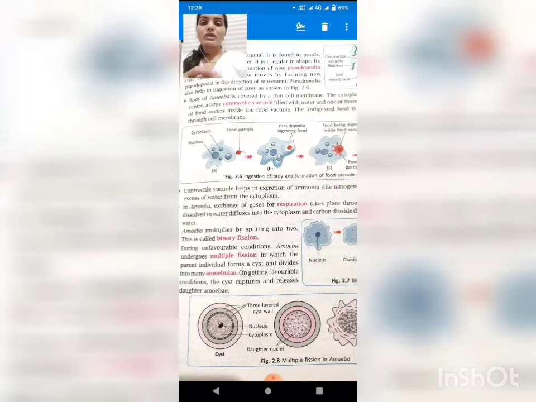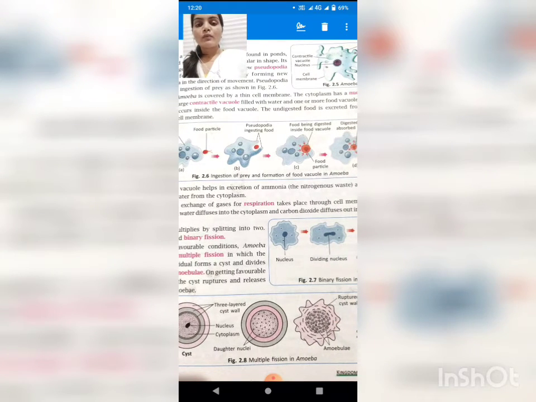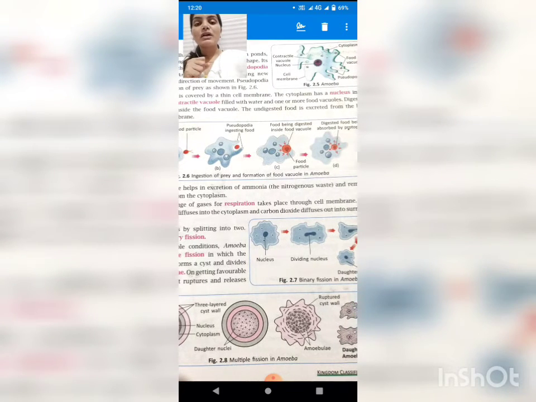When it comes into contact with that food particle, they form pseudopodia. Pseudopodia means false leg. Okay, and with the help of that they capture the food. Not digest, students, they capture the food. Okay, after some time you see the food being digested inside the food vacuole. That food that they had taken from the outside is now digested inside the food vacuoles.